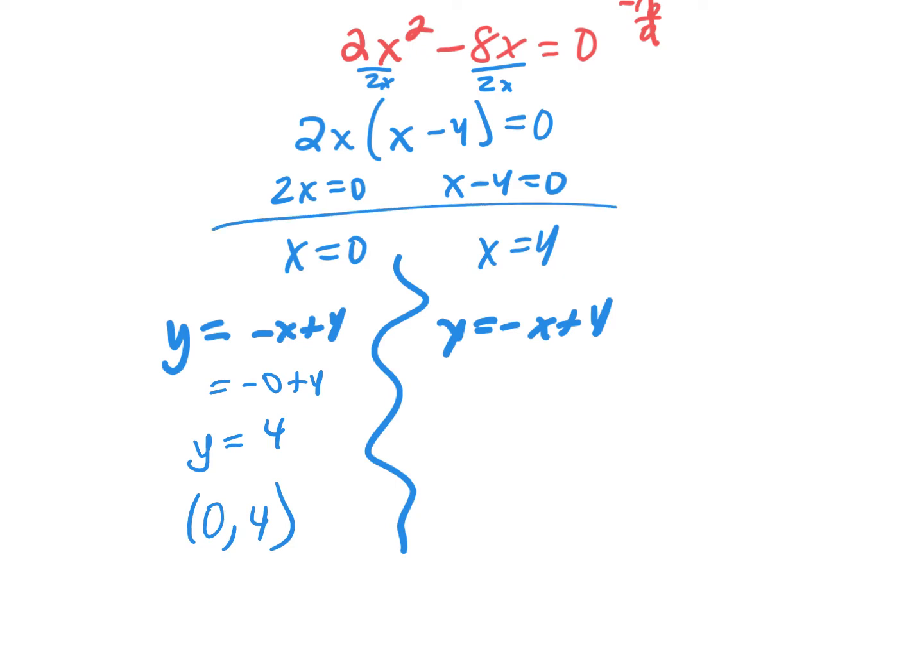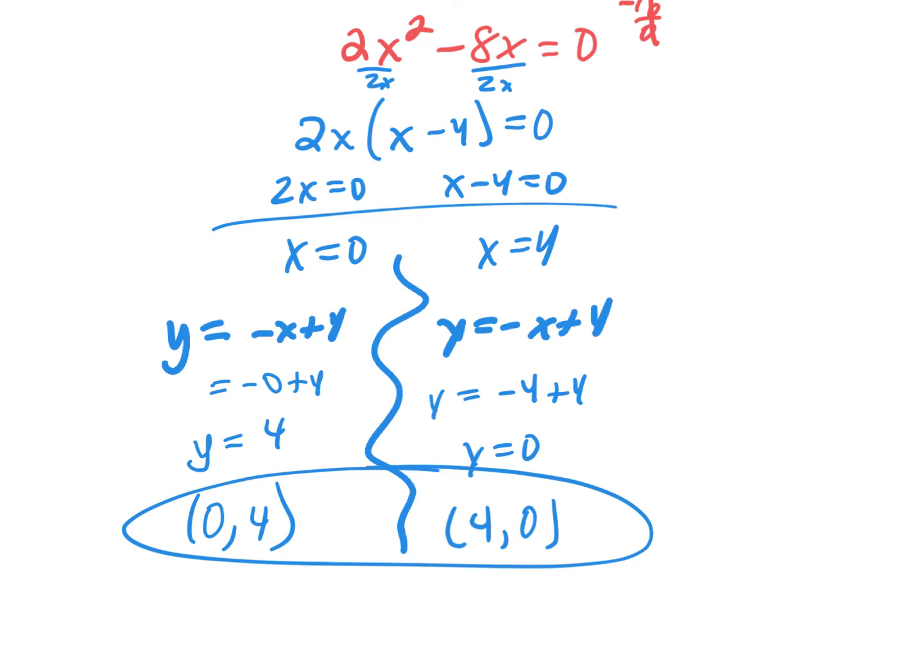Over here, I'm going to plug in x is 4. So y equals negative 4 plus 4. What's negative 4 plus 4? 0. So here, it's 4 comma 0. Are those two the same points? No. Those are not the same points.